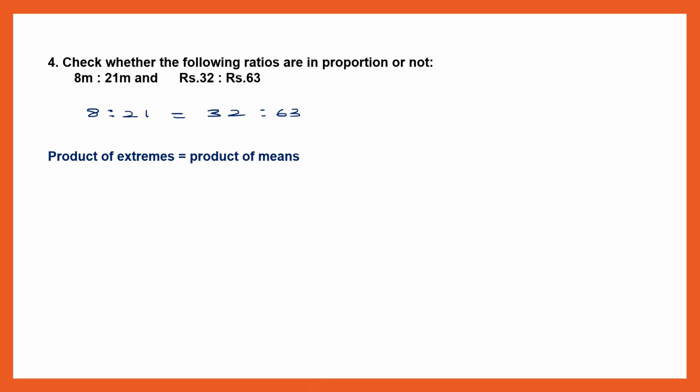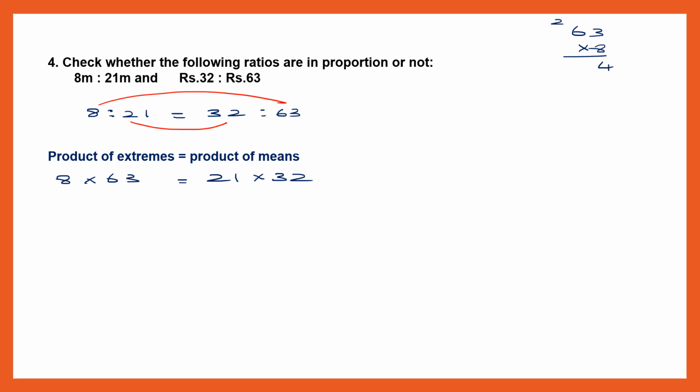That means we're going to multiply the extremes and the means, and if the answer is the same, then we say that they are in proportion. So extremes are 8 into 63 and means are 21 into 32. So let's multiply 63 into 8. 8 threes are 24, carry 2. 6 eights are 48 plus 2 is 50. So here we have 504.